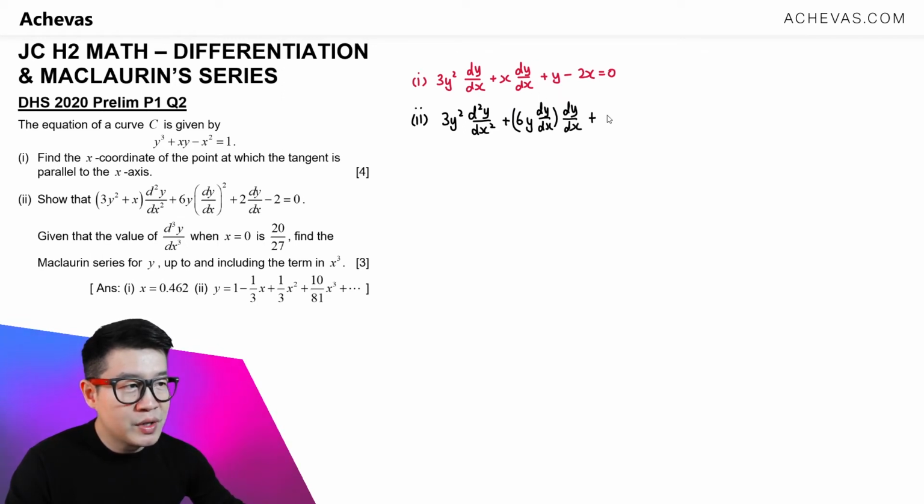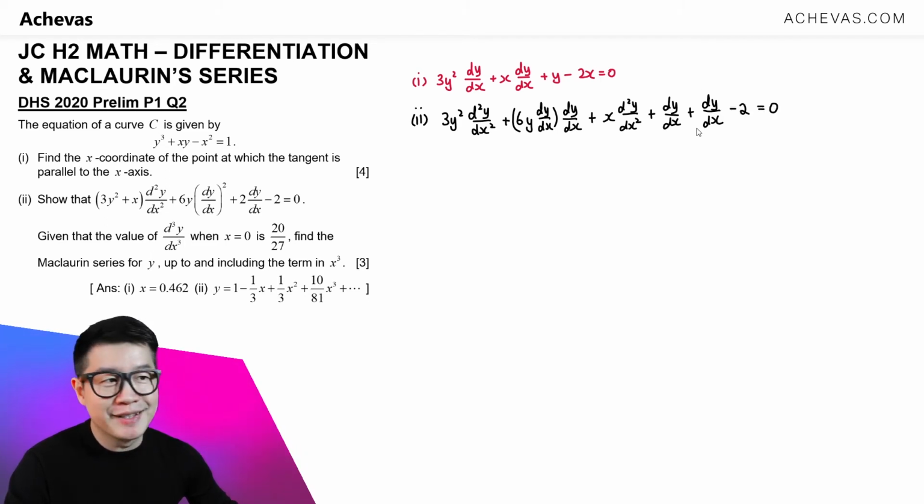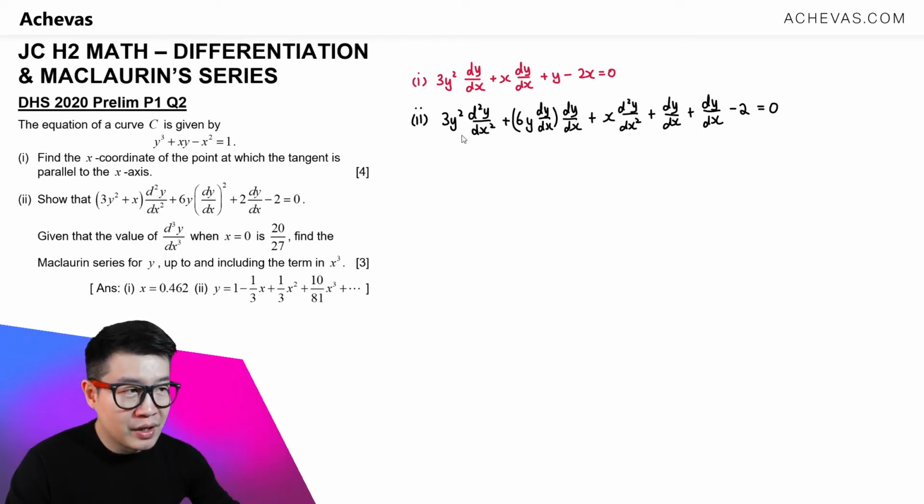Plus another product rule here again, x remains constant, differentiating dy/dx is d squared y/dx squared. Plus differentiating x is 1, then multiplied by dy/dx. Then differentiating this, I will have another dy/dx. Differentiating this, it is just going to be minus 2. Differentiating 0 is 0. And I'm going to group all the d squared y/dx squared together.